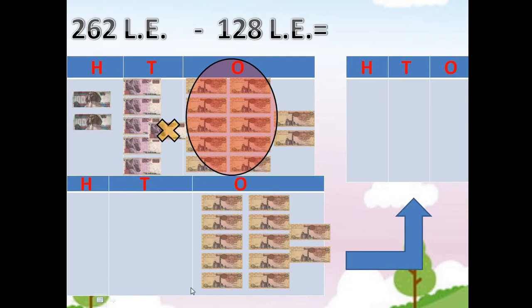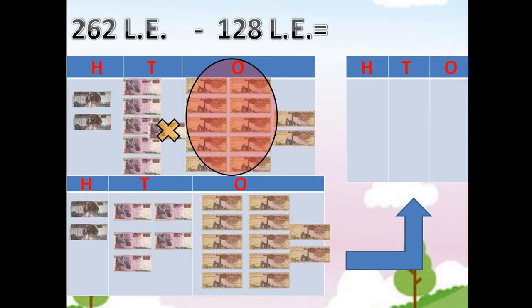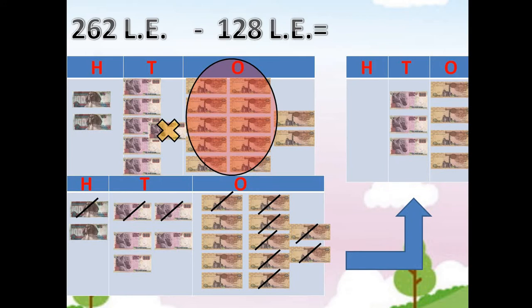And in the tens we have now 6? No, we have just 5. 5 tens here, and hundreds will be the same. So 200 here. Now I will begin my subtraction. I want to subtract 128. So in the ones I have to cancel 8 ones from here. So I will cancel 8 ones, and in tens I will cancel 2 tens, and in hundreds just 100. So the rest with me will be in the ones 4 ones, and in tens 3 tens, and in hundreds 100. So 262 minus 128 equals 134 LE.